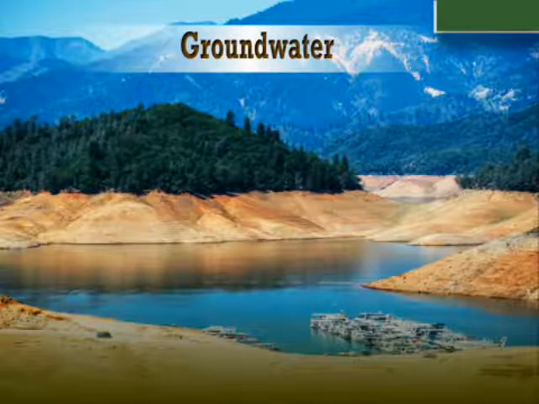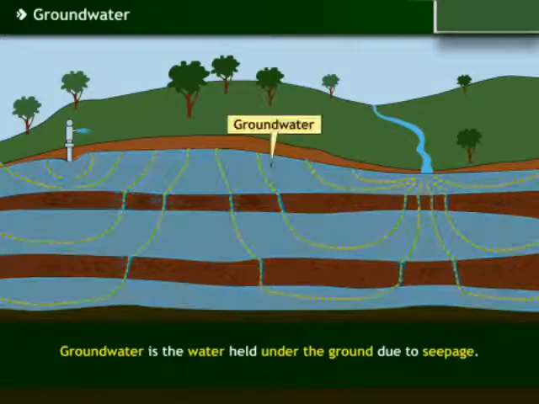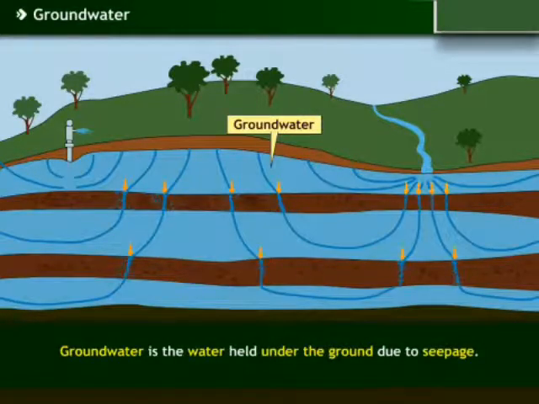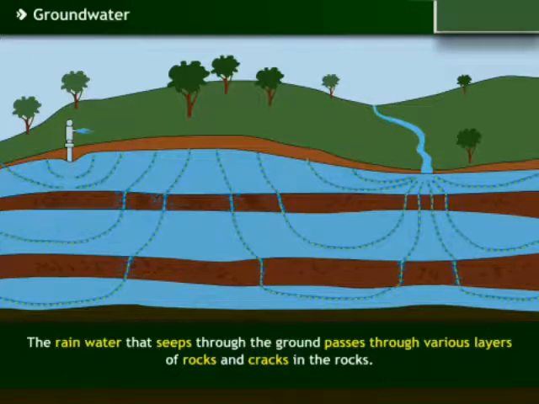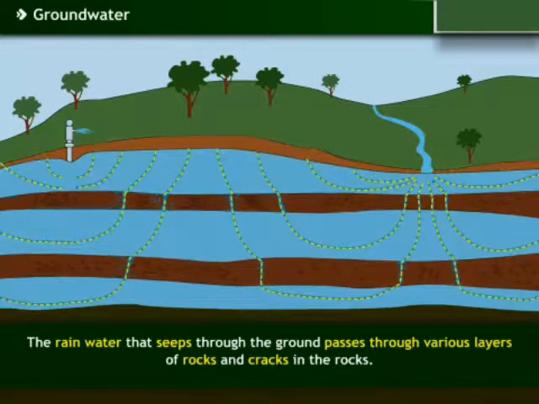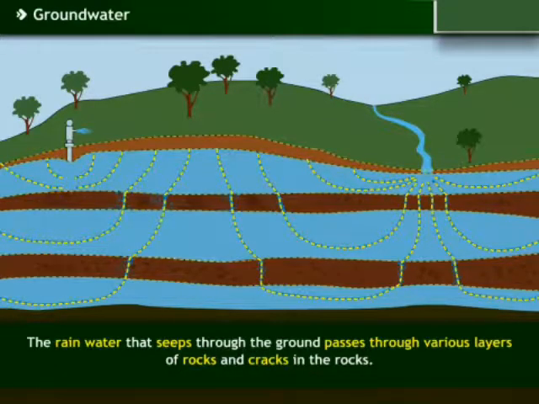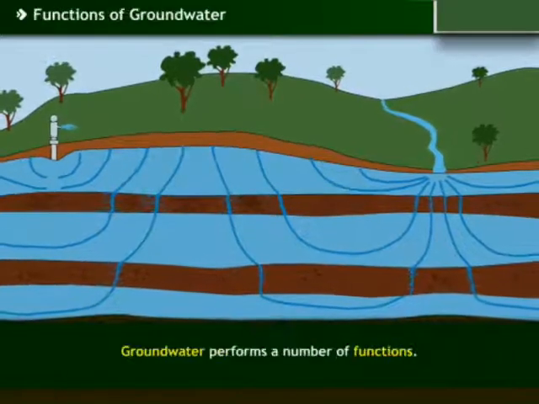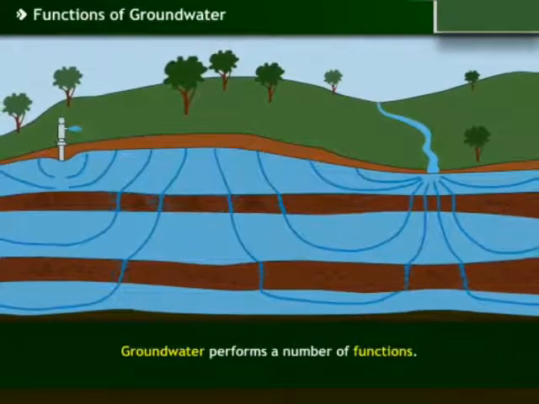Groundwater. Groundwater is the water held under the ground due to seepage. The rainwater that seeps through the ground passes through various layers of rocks and cracks in the rocks. On reaching impermeable rocks, the water gets stored there. Groundwater performs a number of functions.